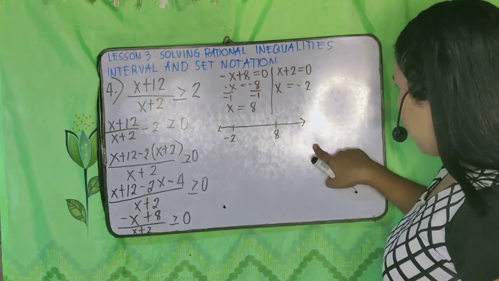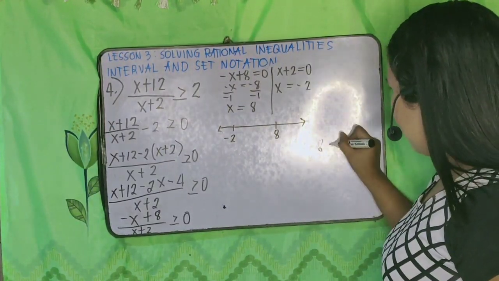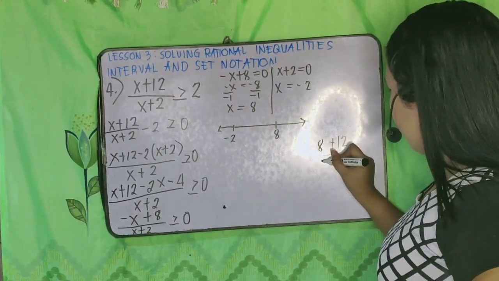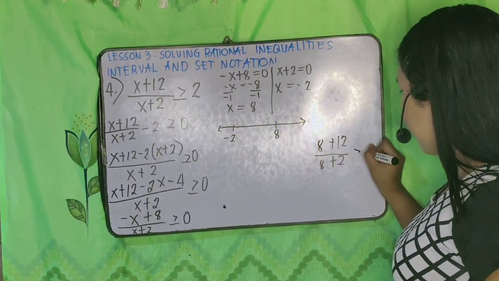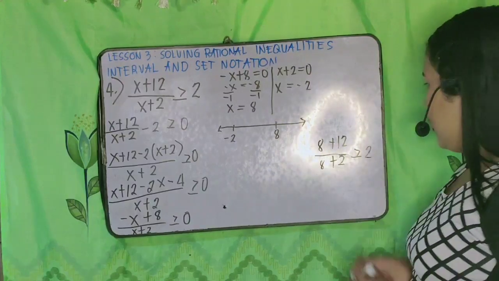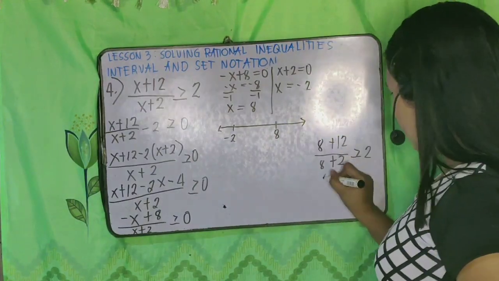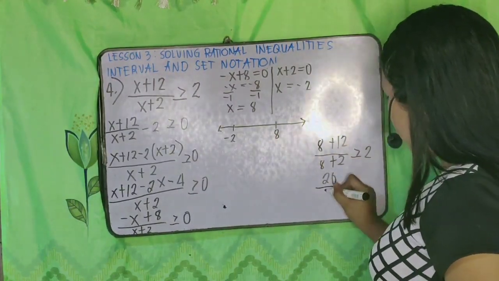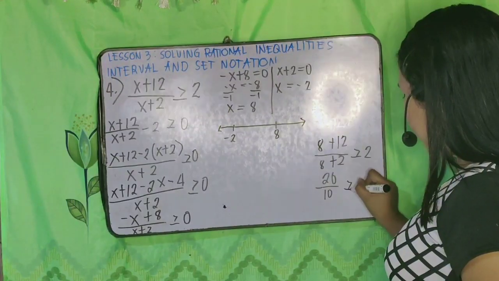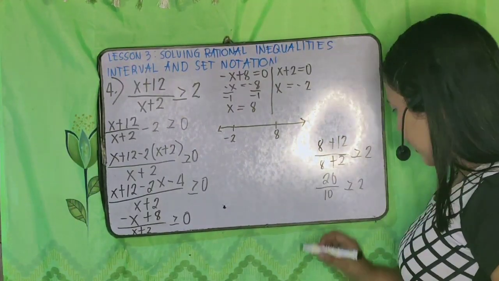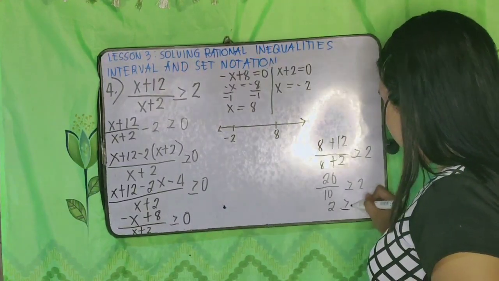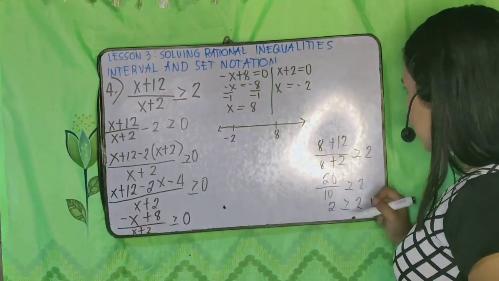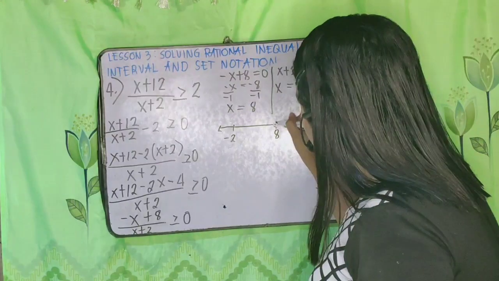So, yung x, palitan na natin siya ng 8 plus 12 over, so yung x palitan din ng 8 plus 2 greater than or equal to 2. So, 8 plus 12, 20. Then, 8 plus 2, 10. Greater than or equal to 2. Then, 20 divided by 10. At 10, we have 2 is greater than or equal to 2. So, meaning, check. So, ibig sabihin, yung 8 po natin is solution.